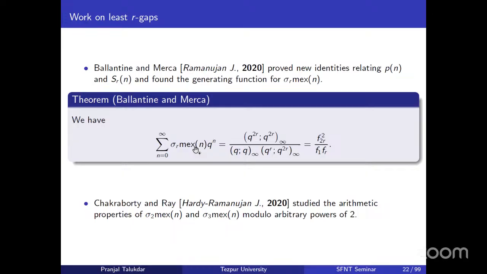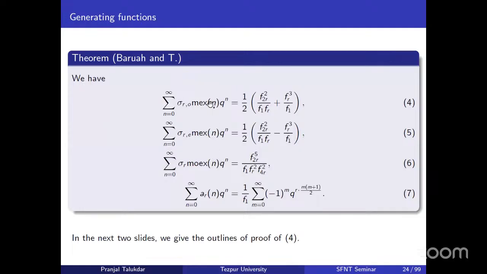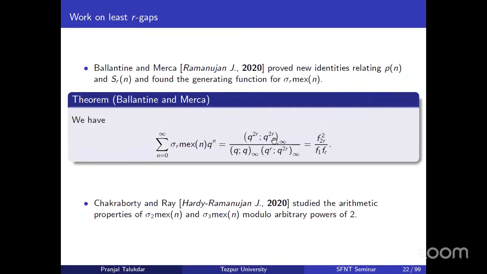In their paper, Ballantyne and Merca proved this result using some identities. In our work, we will be giving an alternative proof of this generating function, which can also be applied to find these generating functions. This is not one; this should have been this one. We will now see a proof of this generating function. We now want the summation sigma r max n to be equal to this one.